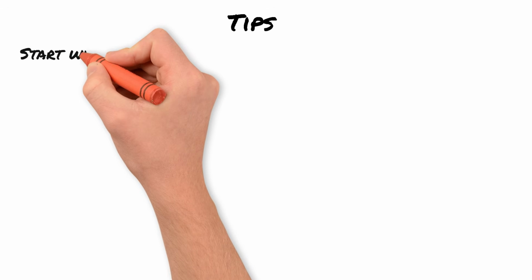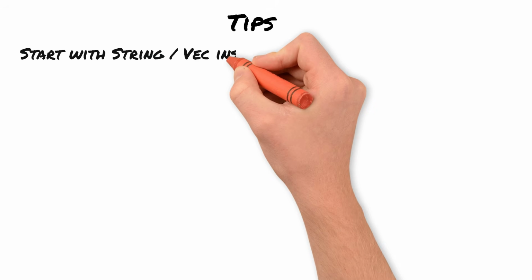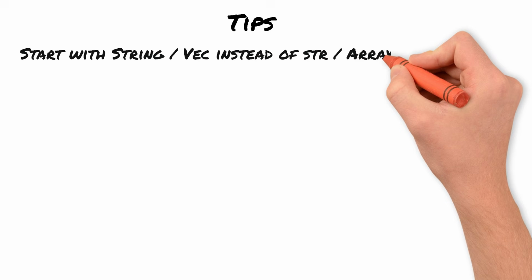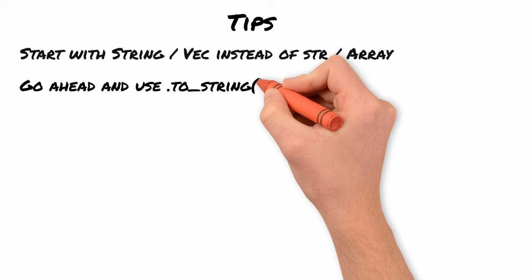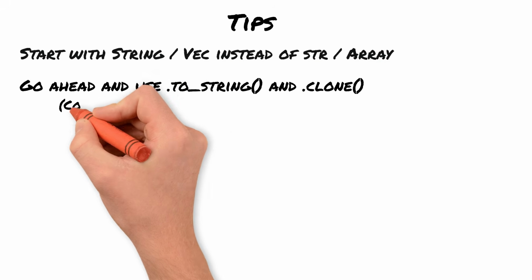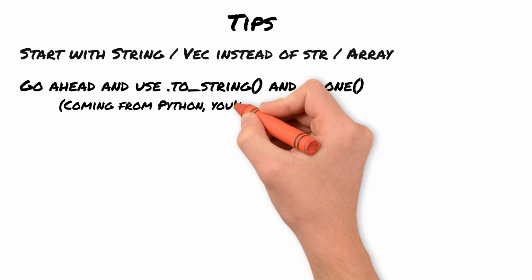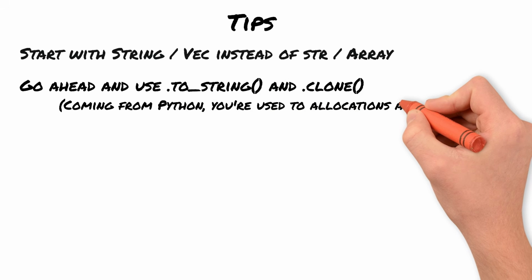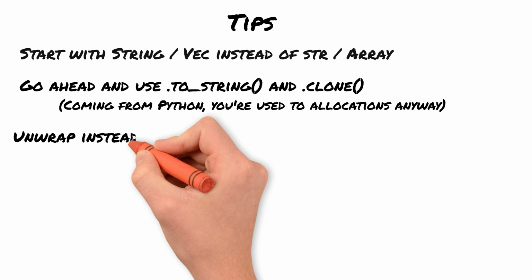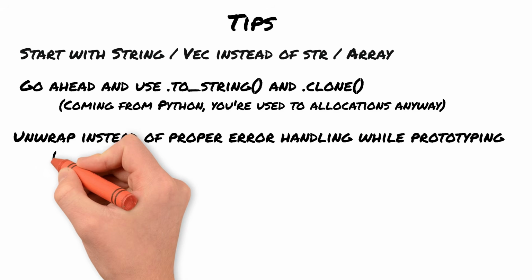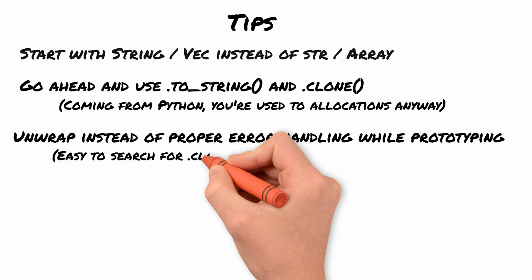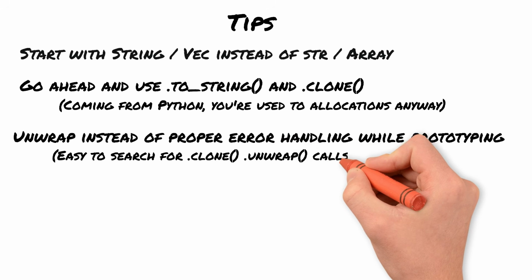Here are some more general tips. First, it's okay when you're starting to use String and Vec instead of string slices and arrays. Also, go ahead and use to_string and clone. Coming from Python and the like, you're used to allocations anyway. When you're prototyping, use unwrap instead of proper error handling. And then later on, it's easy to search for clones and unwraps and similar calls to refactor.